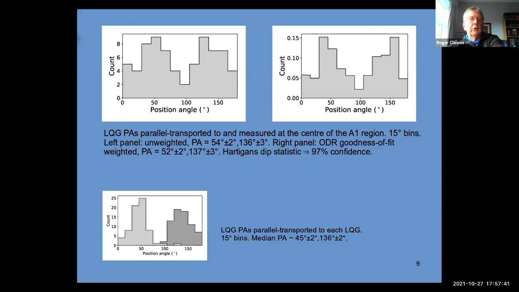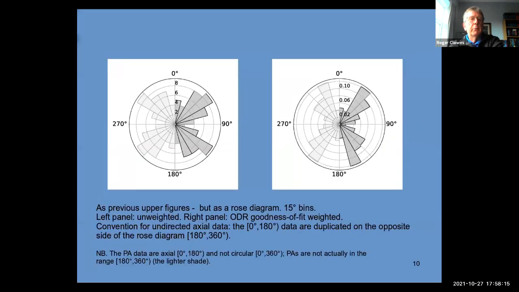And in both cases, these are parallel transported to the center of the A1 region. In the bottom panel, Tracy did something a little different by parallel transporting the LQGs to each LQG in turn, and then taking the median of the stack of those results. And you can again see the bimodal distribution. And if you remember these 2 top figures, in the next panel, this is just shown as a rose diagram.